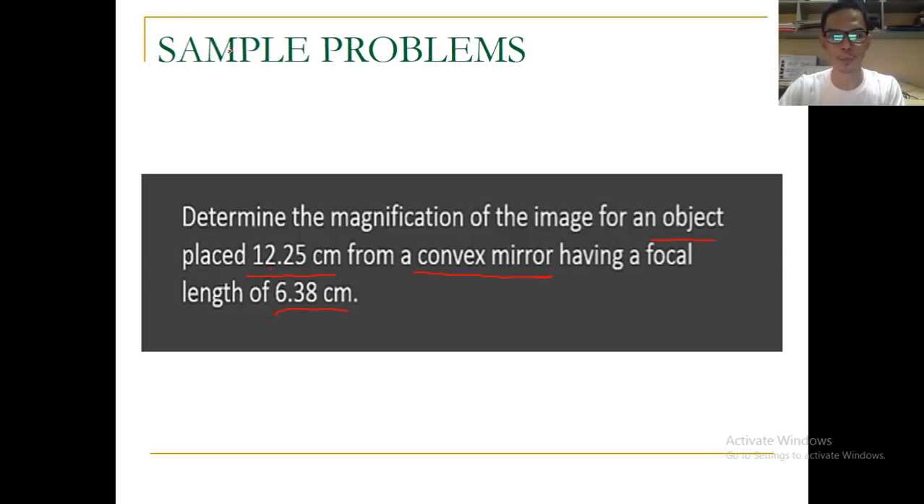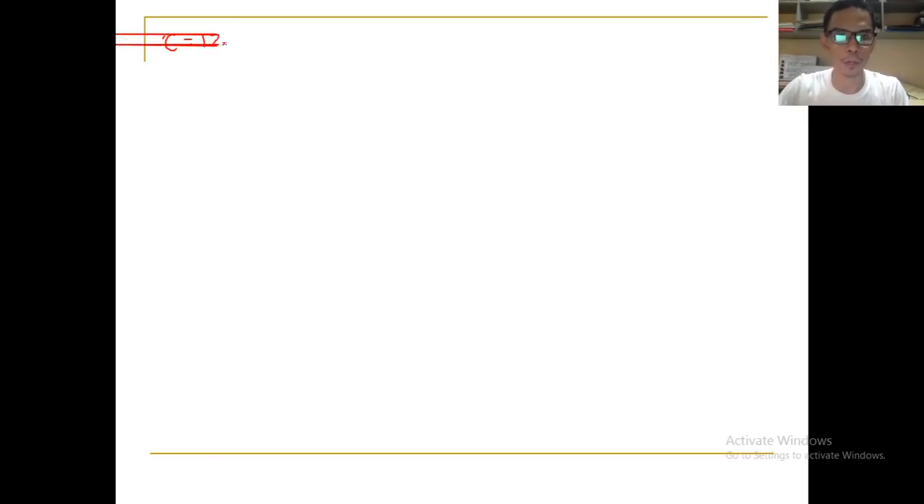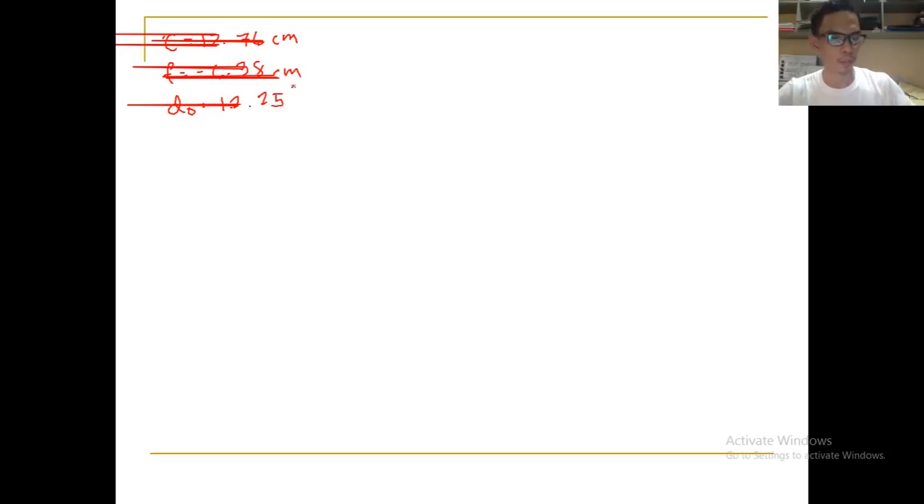What is the center of curvature? The center of curvature for this one is 6.38 times 2, that will become 12.76 cm. Next, the focal length is negative 6.38 cm. Then the distance of the object is 12.25 cm. So with that, we will use the 1/F formula, d sub o plus d sub I.